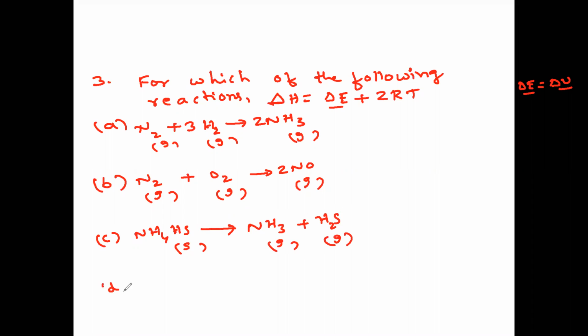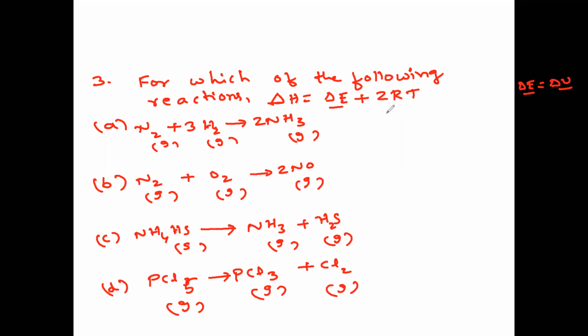Next, fourth option, straight away, PCl3 gas, phosphorus trichloride gas, so it is PCl5. Phosphorus pentachloride gas changes to phosphorus trichloride gas plus chlorine gas. So these are the 4 options we have.